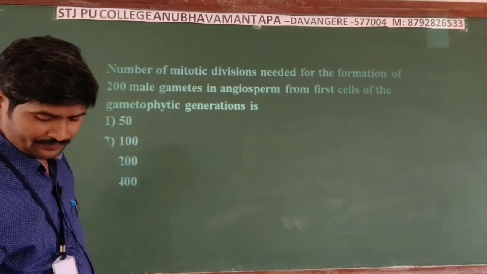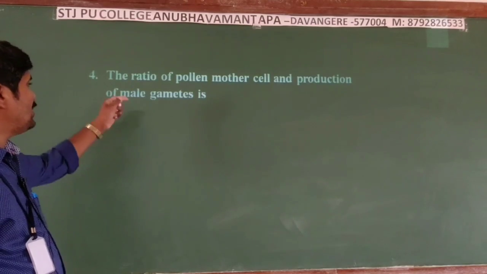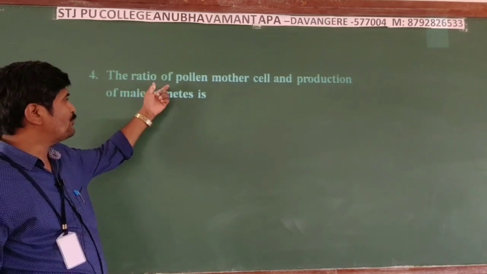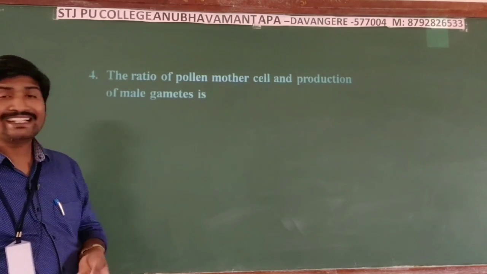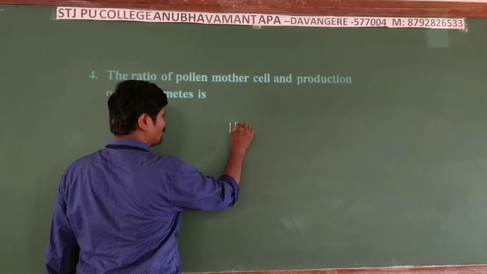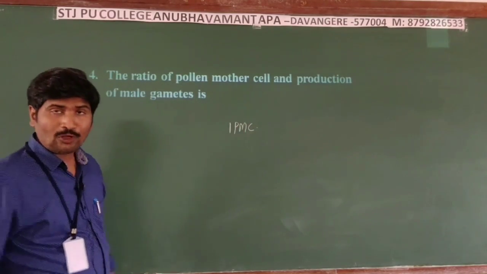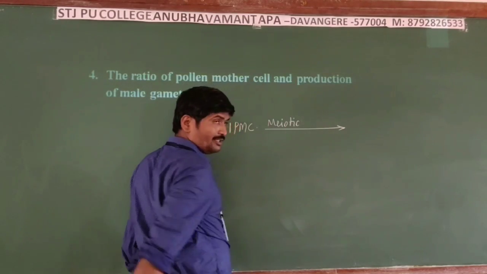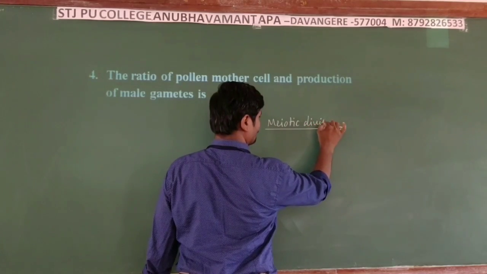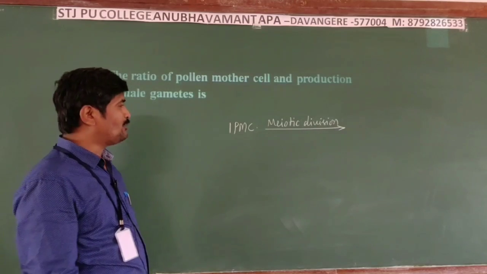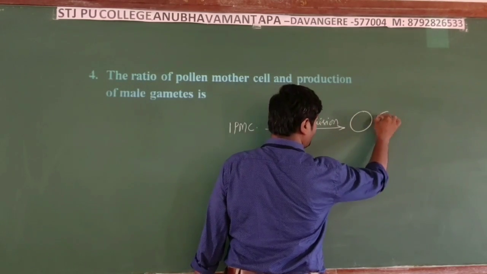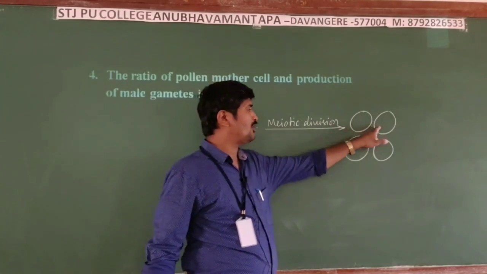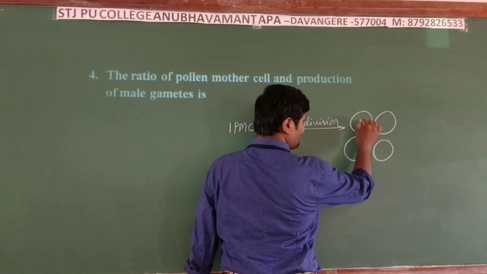Next one. The ratio of pollen mother cells and the production of male gametes. See here, first one pollen mother cell. The one pollen mother cell undergoes meiotic cell division to form the microspore tetrad. Total how many microspores? Four microspores. Here, this is four.